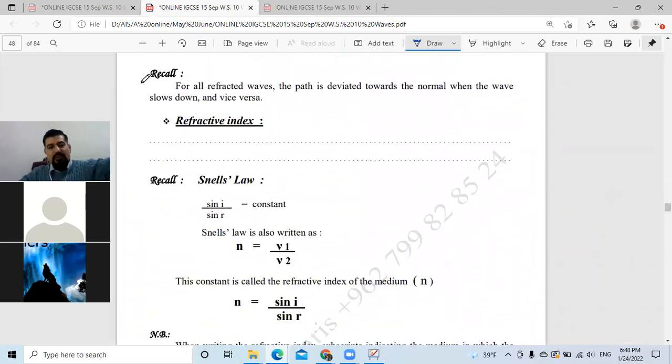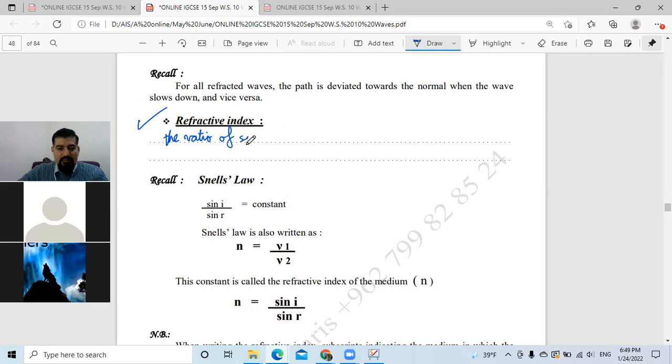Now, again, recall. For all refracted waves, the path is deviated towards the normal when the wave is slowed down and vice versa. Why is this? I told you we are not talking about density here. We are talking about something called optical density, which we are going to talk about through something called refractive index. And what's the refractive index? It's the ratio that they use in physics, in waves, to represent how much the speed of light decreases as it reaches a certain medium.